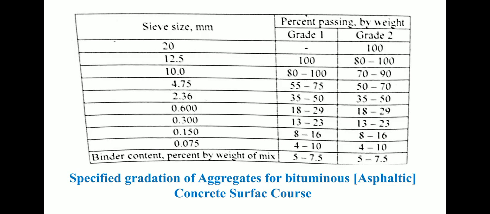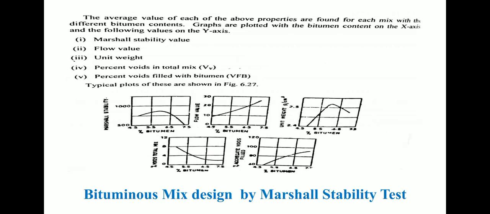Gradation. So the total percentage by weight of a mix for grade 1 should be between 5 to 7.5, and for grade 2 it should be 5 to 7.5. But for grade 1, for the 20 mm sieve size you don't have to take any sample by weight, and for the next you have to go on taking this weight. Whatever the percentage passing, these weights are given to you. The average value of each of the above properties is found for each mix with the different bitumen contents. These 5 types of graphs are plotted with the bitumen content on the x-axis and the following values on the y-axis.